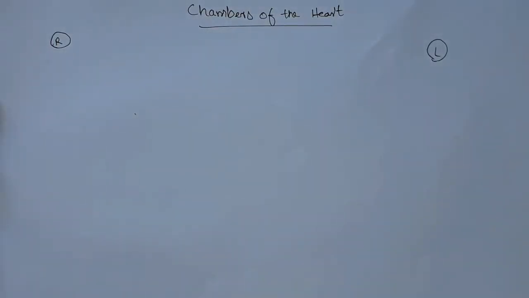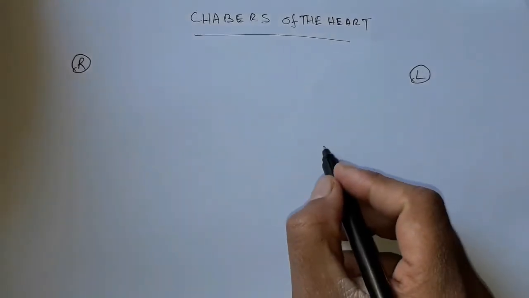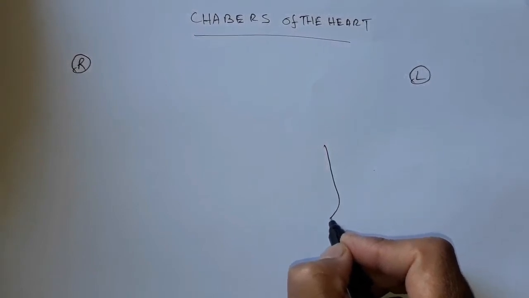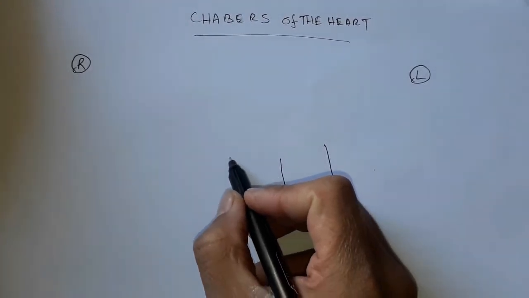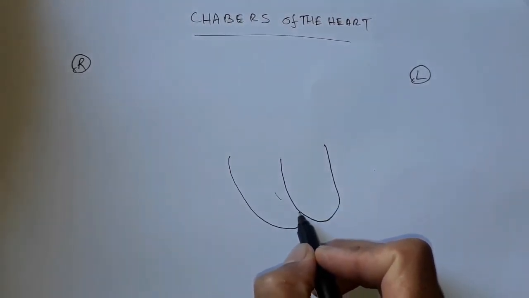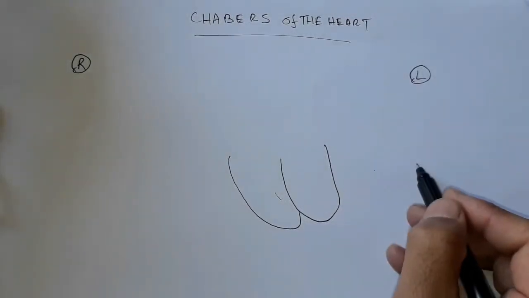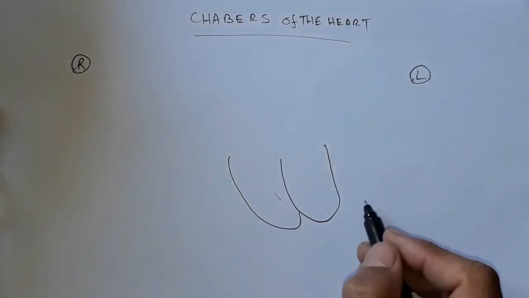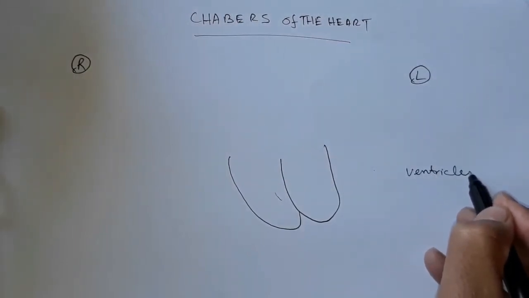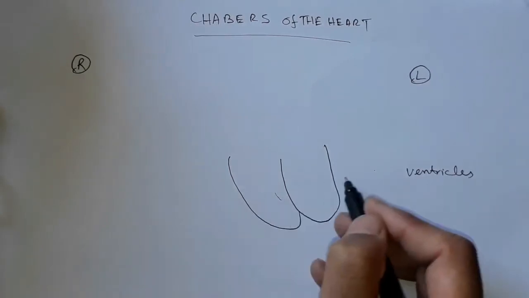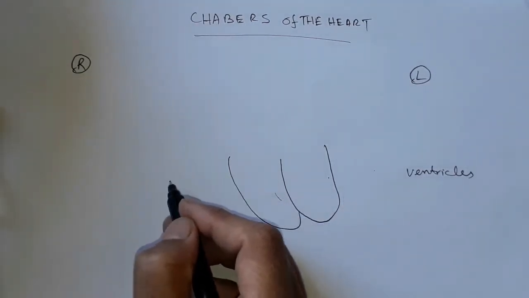Now we will draw each chamber of the heart in sequence, and we will discuss how blood flows in these chambers and how these chambers are made up. So here are the two bottom chambers of the heart. The left bottom chamber and the right bottom chamber, these both are called ventricles. So here we have the right ventricle and the left ventricle.